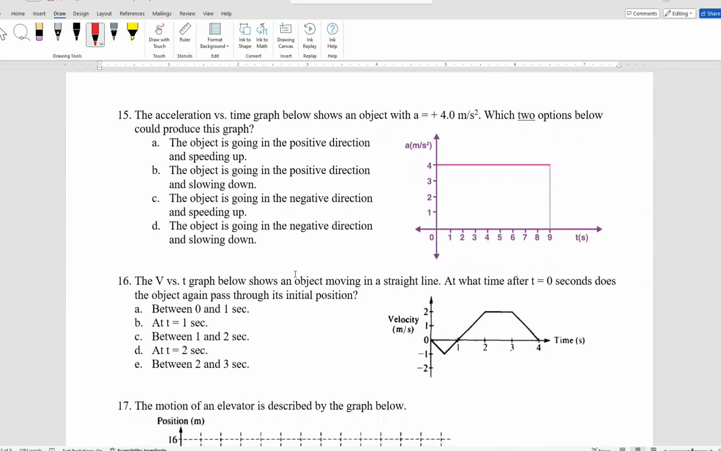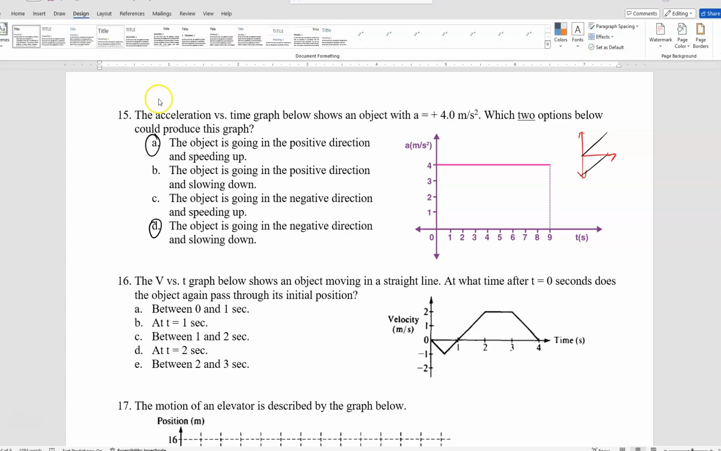Number 15, it's a positive acceleration. How do you get a positive acceleration? The 4 in this case doesn't matter. We just want to know, how do you get a positive acceleration? Well, you have to have a positive slope in the velocity versus time graph. So to get that, you either have a velocity versus time graph that is doing this, that's a positive slope, or that, which is a positive slope. In which case, those two options are in the positive direction and speeding up, or in the negative direction and slowing down towards 0, which means the answer choices are A and D.